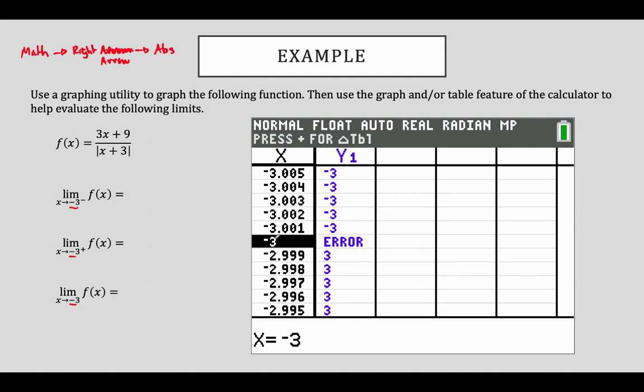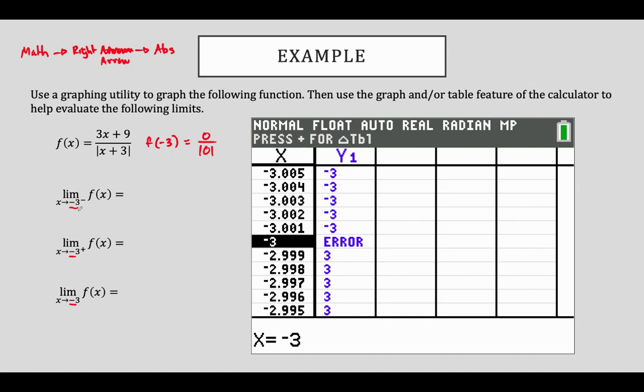Well, yes, when x equals -3, we get out an error because the function is undefined. Notice again, if we tried to evaluate f of -3, I plug in -3 for x, that gives me 0 divided by 0, the absolute value of 0. So again, the function is going to be undefined when x is equal to -3. Well, let's see if we can evaluate our limits here.